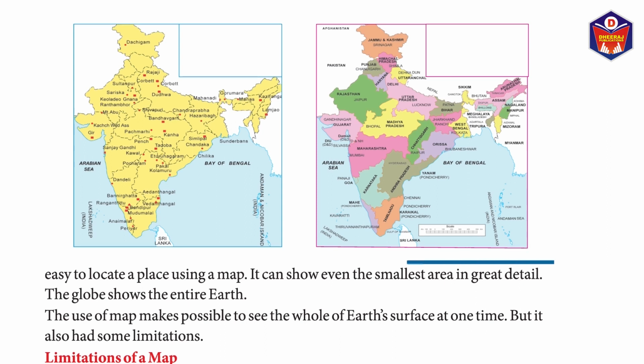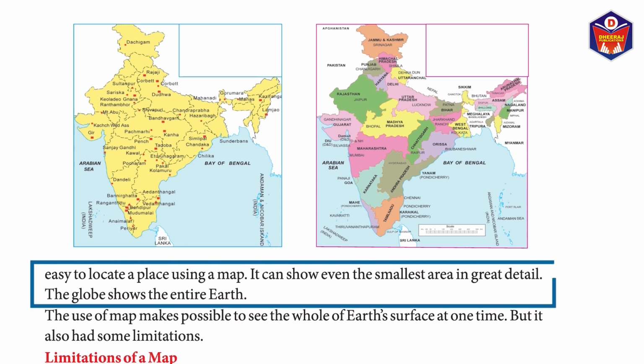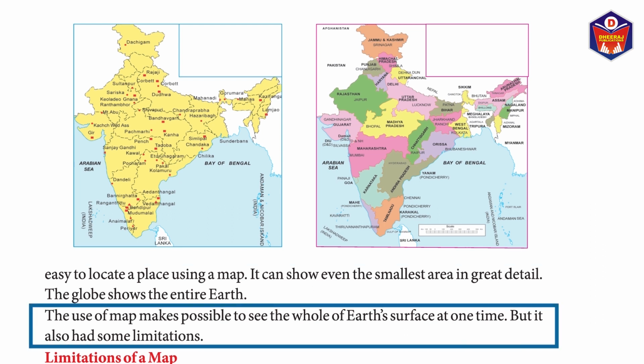The map has many advantages over a globe. It is easy to locate a place using a map. It can show even the smallest area in great detail. The globe shows the entire Earth. The use of a map makes it possible to see the whole of the Earth's surface at one time. But it also has some limitations.